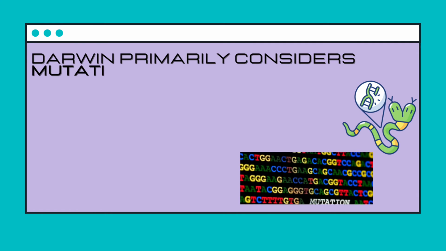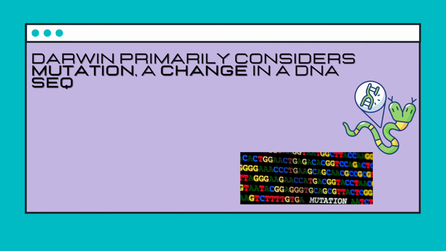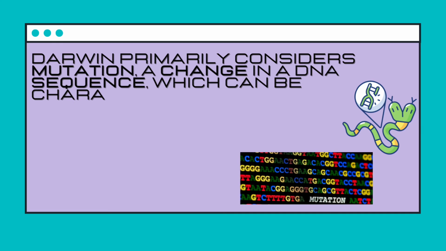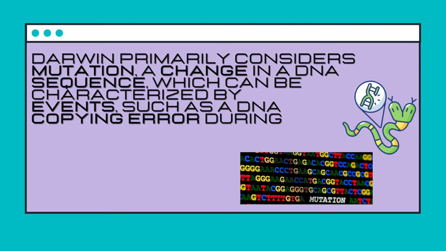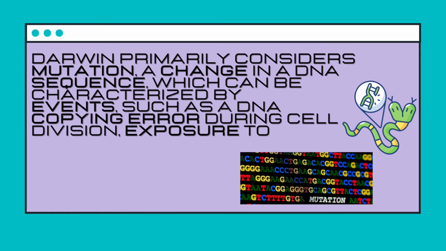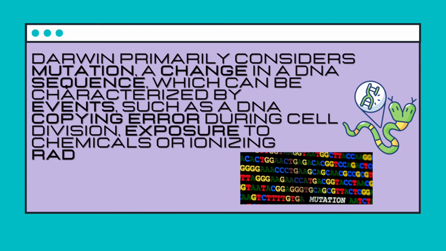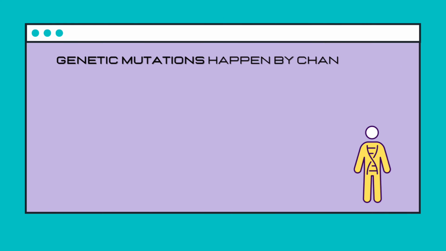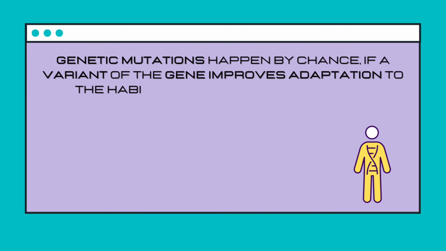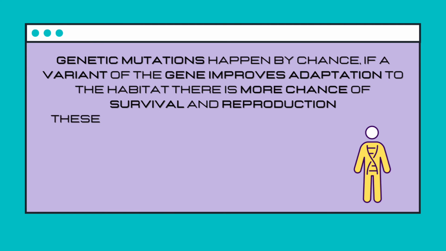Darwin primarily considers mutation a change in a DNA sequence, which can be characterized by events such as a DNA copying error during cell division, exposure to chemicals, or ionizing radiation. Genetic mutations happen by chance. If a variant of the gene improves the adaptation to the habitat, there is more chance of survival and reproduction. This process gives rise to new species.